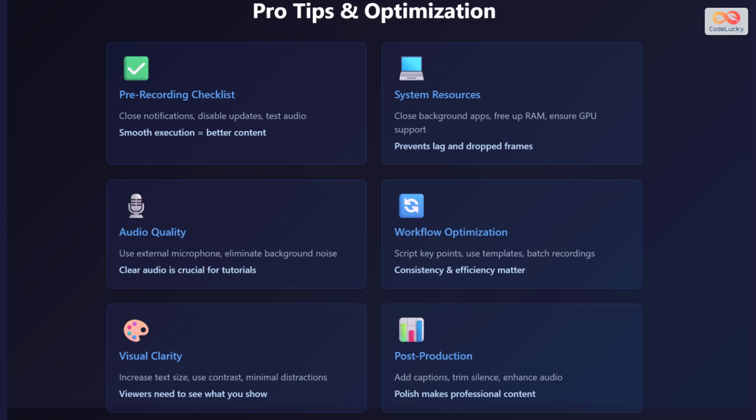Follow these professional tips for better recordings. Before you start, close all notifications and disable system updates to avoid interruptions. Close unnecessary background applications to free up RAM and prevent lag. Test your audio beforehand with an external microphone for superior sound quality. Use a script or outline to keep your narration focused and professional. Increase text size in your application so viewers can read comfortably. Minimize distracting elements on your screen and maintain a clean workspace. Record in segments rather than one long take, making editing easier. These optimizations will significantly improve your tutorial quality.